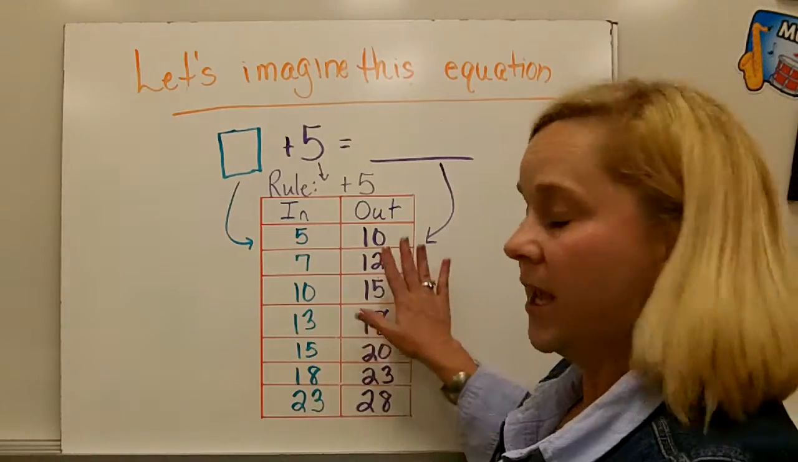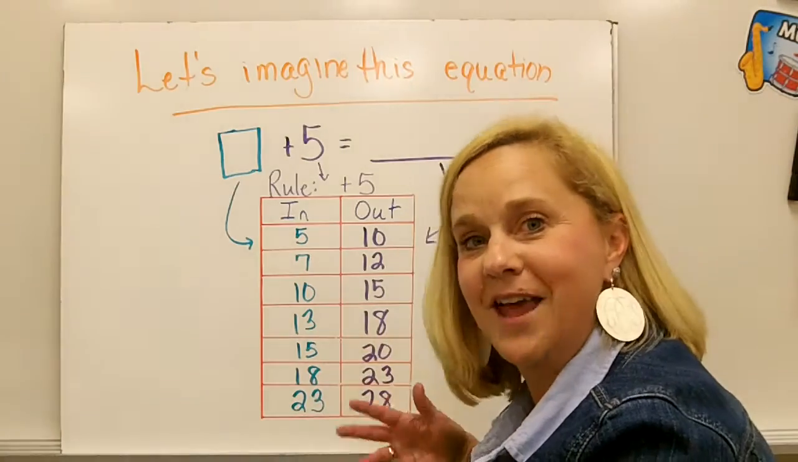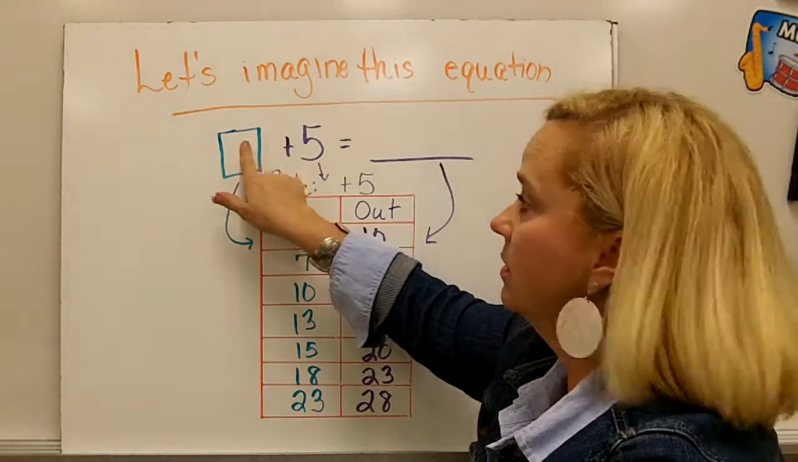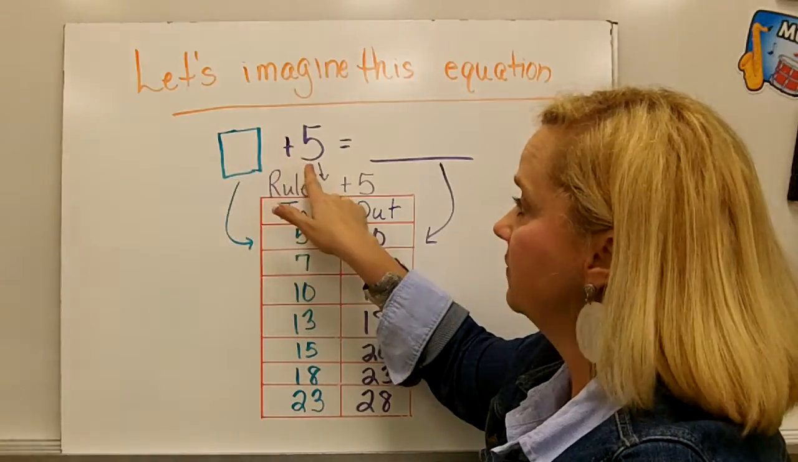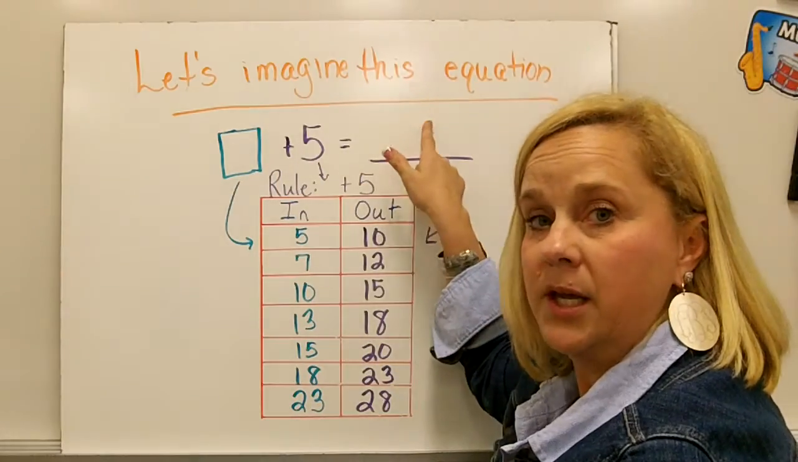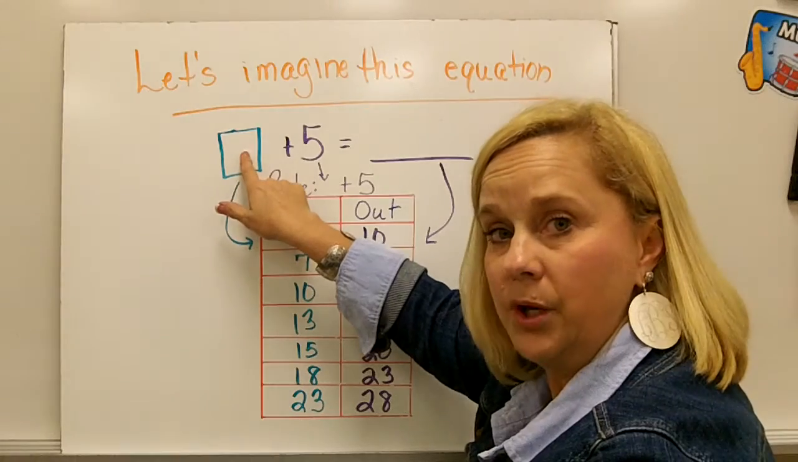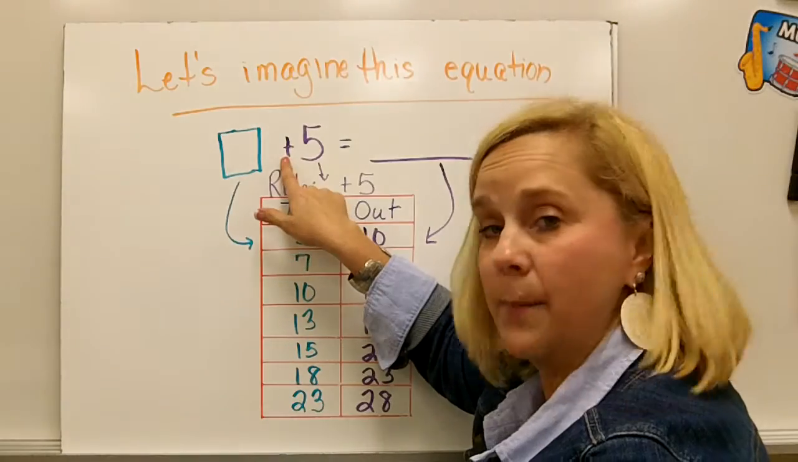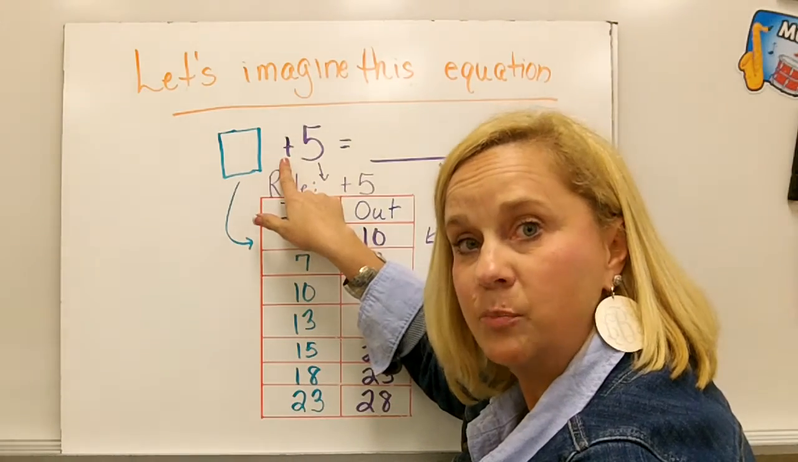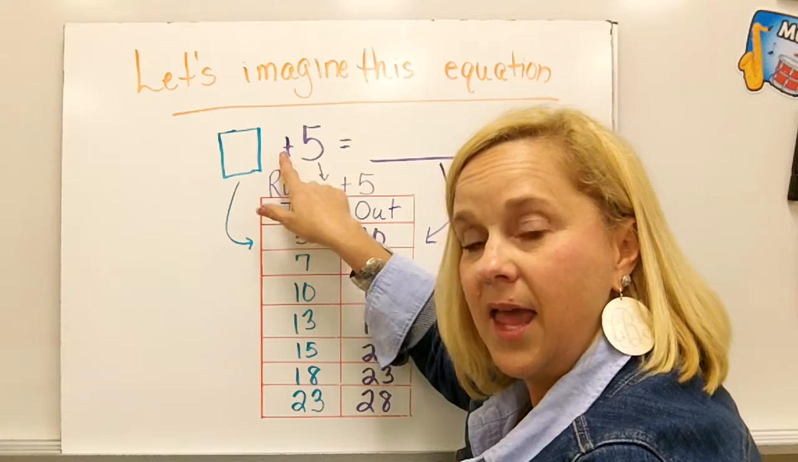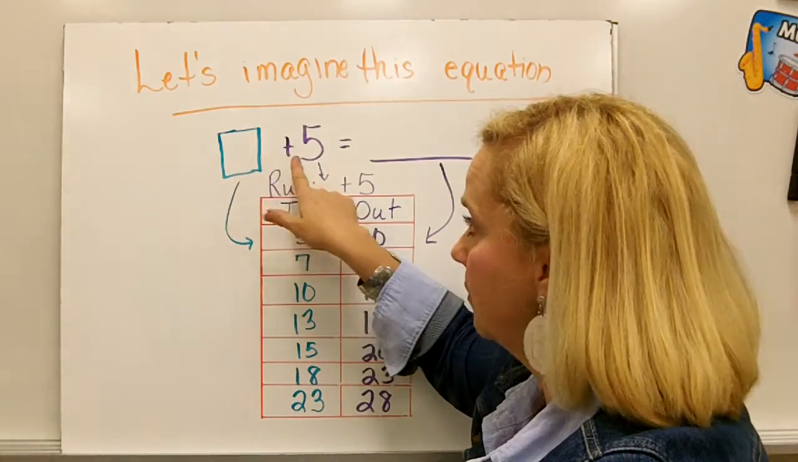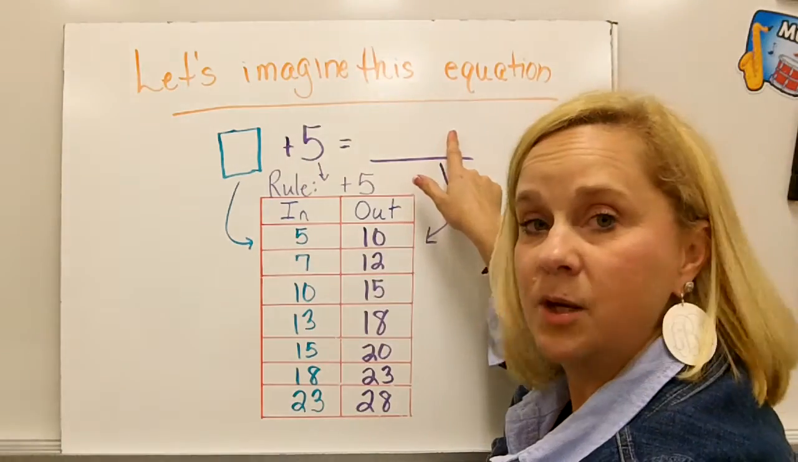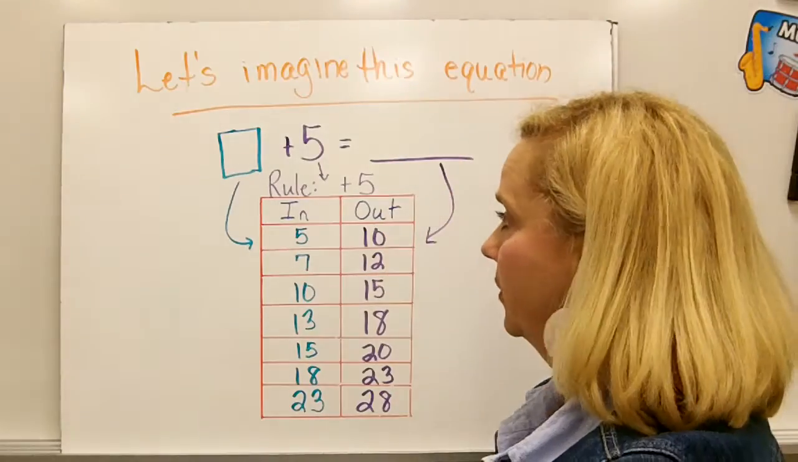Alright, so here I have a function box, and I want you to notice I already have this one filled in. So let's imagine this equation: some number plus 5 is going to equal some number here. So this is going to be my input number that I'm going to put into this machine. My rule is I'm going to add 5 to each one of those numbers I put into this function machine. And then once I add my rule to it, this answer is going to be my output number.